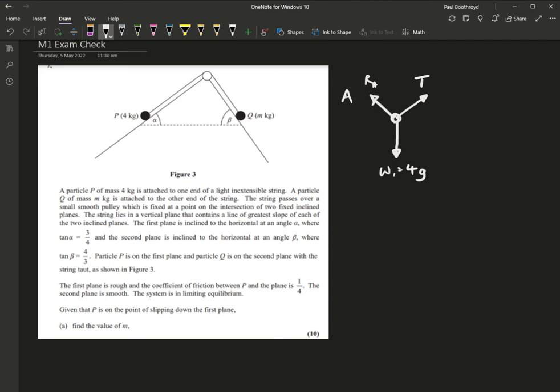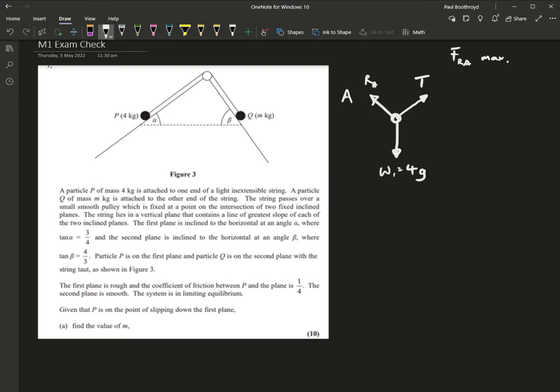Now, the thing to note is the system is in limiting equilibrium, given that P is on the point of slipping down the plane. Limiting equilibrium means that the whole of the friction is acting. So F = μR at A is a maximum.